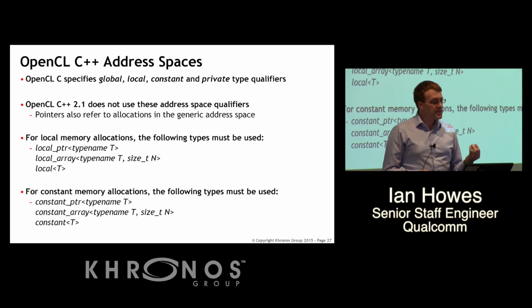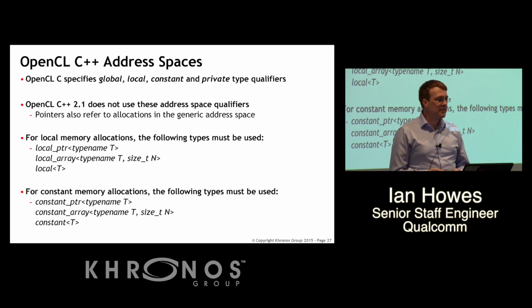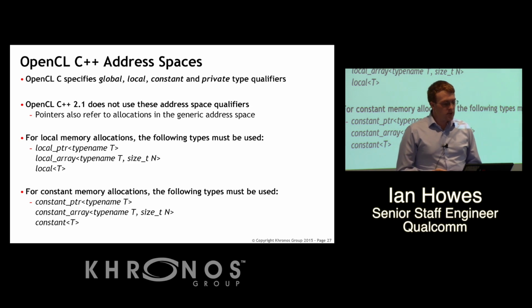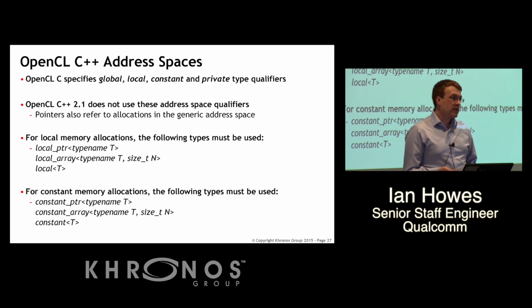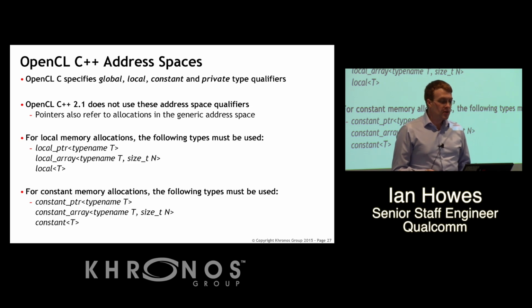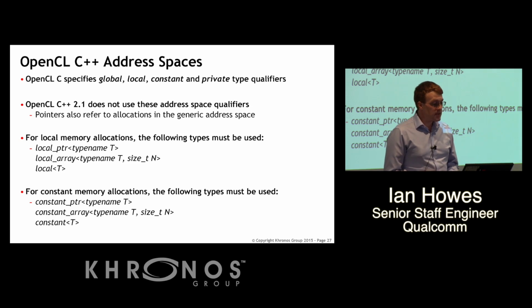And while OpenCL C specifies the global, local, and constant address spaces, in many cases these are quite difficult to use, and they make it much more difficult to write code where you can reuse functions, for example. So as it's currently defined, OpenCL C++ 2.1 doesn't use these. The compiler would either have to infer them where it wants to get some optimizations, or it would be able to fall back to the generic address space.